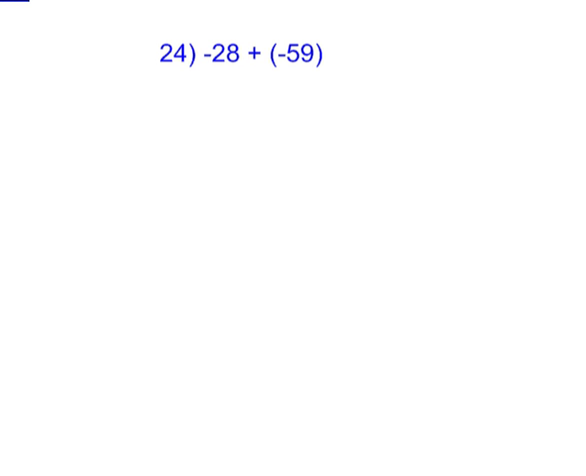24 says a negative 28 plus a negative 59. Both of these would be red cards. So we're going to add them together. Our answer is going to be red or negative. 28 plus 59 is 87. So our answer is a negative 87.